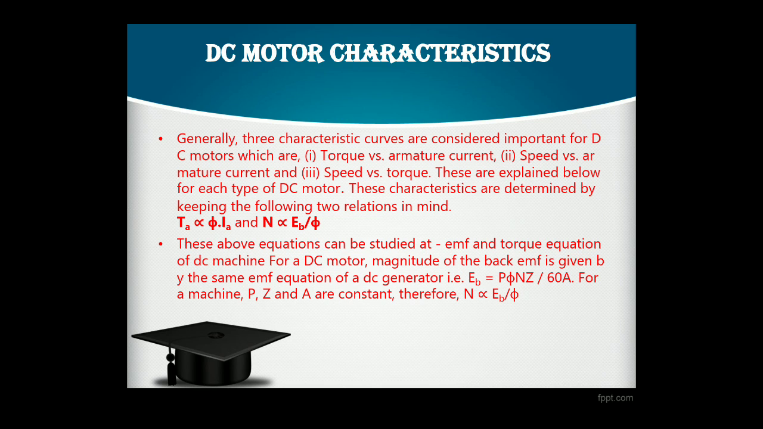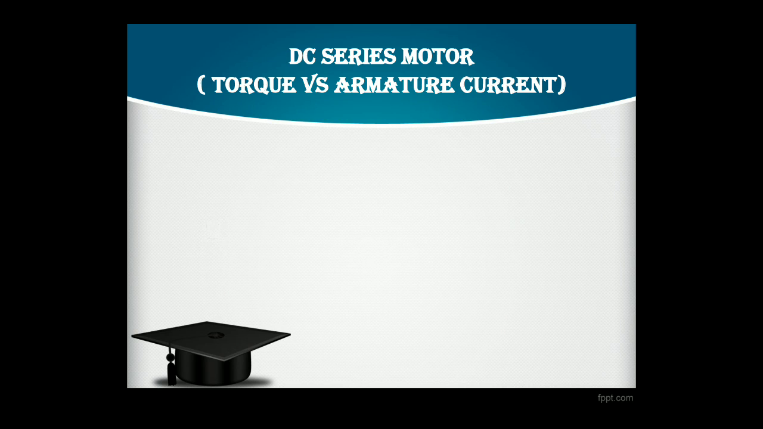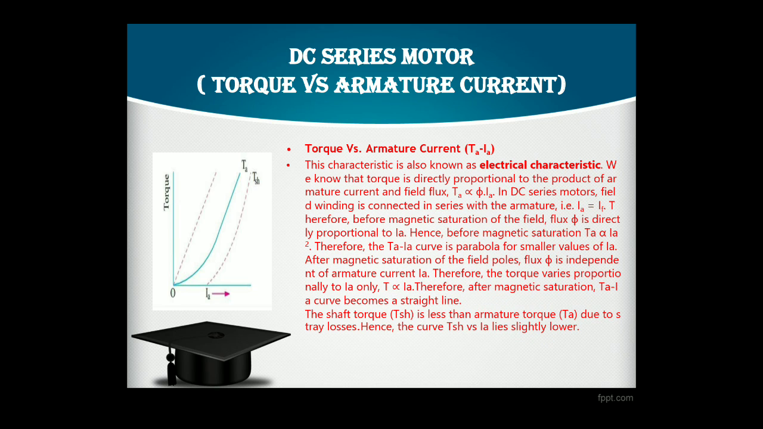Now we are going to discuss the first one, the torque versus armature current characteristics of DC series motor. Here you can see the graphical representation of torque versus armature current characteristics of DC series motor. This characteristic is also known as the electrical characteristic.